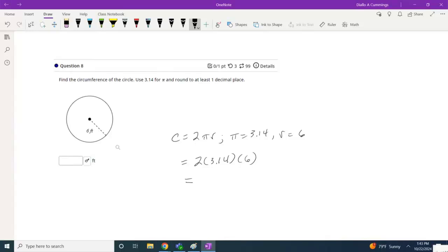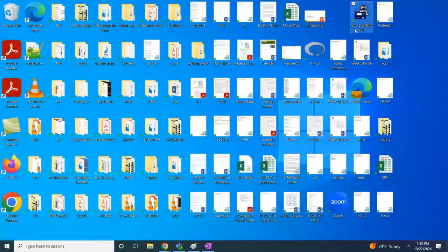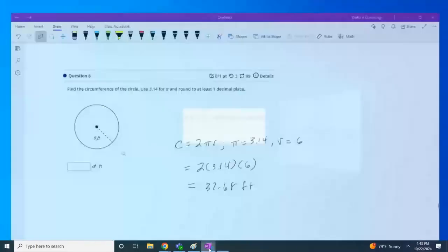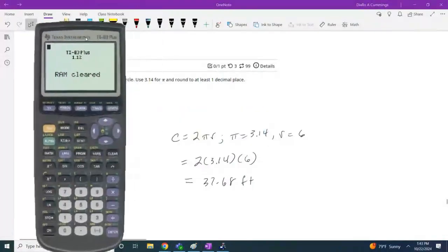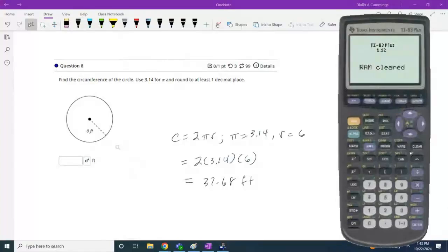And once you multiply that up, I believe you should get 37.68 feet. Now here's one thing about pi. If they tell you to substitute pi for, let's say, 3.14, you want to substitute it, because if not, you may have some rounding error.